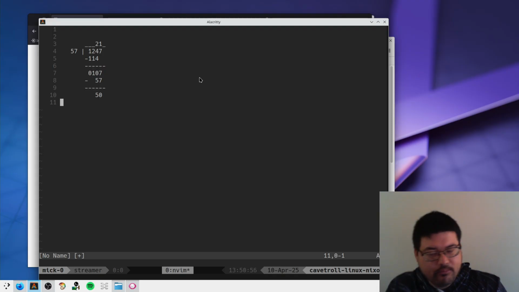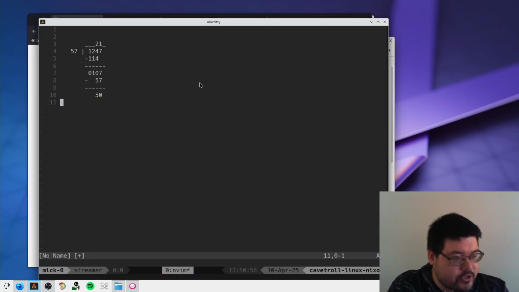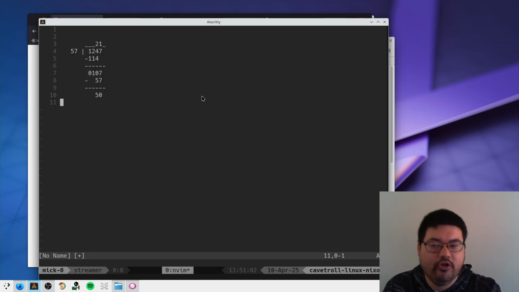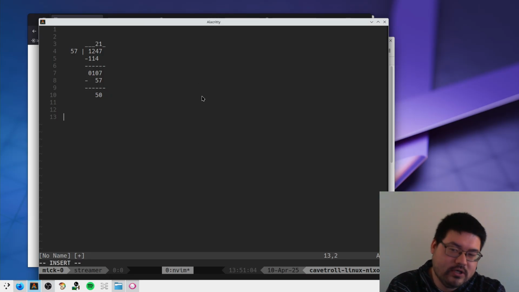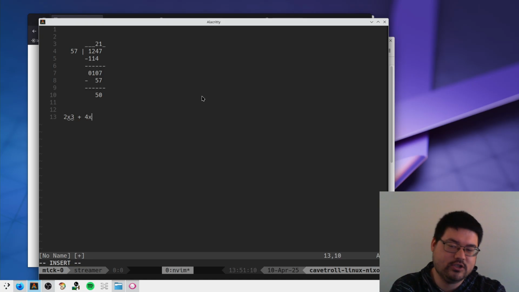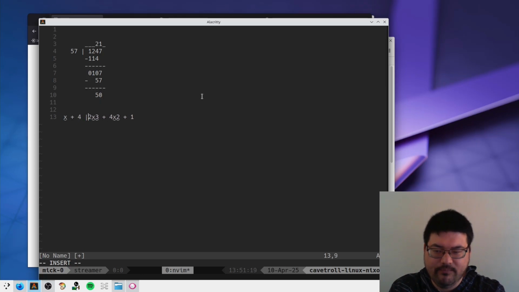Now we get into this thing, polynomial long division. We'll explain it and tie it all back in a minute, but let's just say that we want to do polynomial division. So maybe we take some polynomial, like 2x cubed plus 4x squared plus 1, right? Something like this. And you want to divide this by x plus 4 or something, right? Well, it turns out this is the exact same thing.